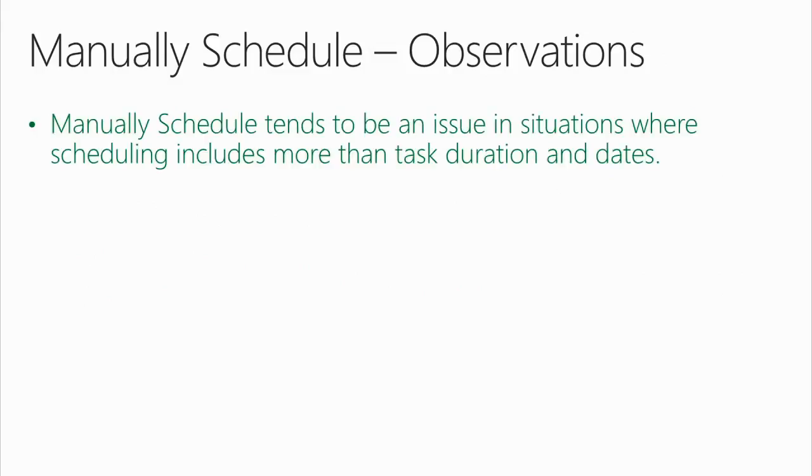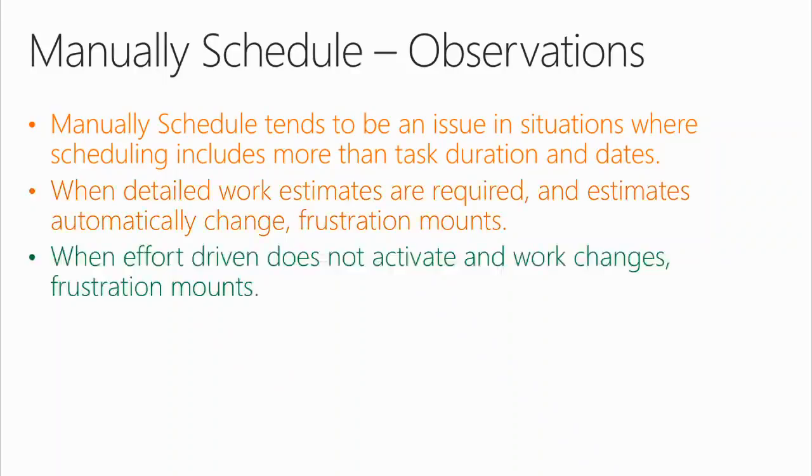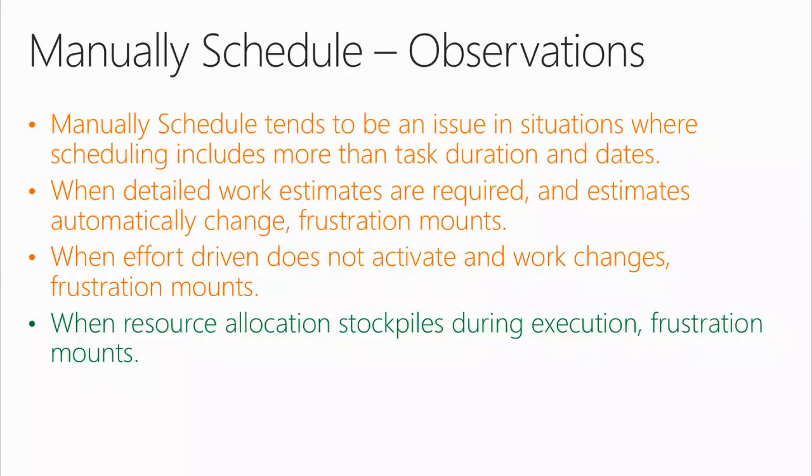Manually scheduled tends to be an issue in situations where scheduling includes more than task duration and dates. When detailed work estimates are required and estimates automatically change, frustration mounts. When effort-driven does not activate and work changes, frustration mounts. Remember earlier I was kind of harping on the word work? When resource allocation stockpiles during execution, frustration mounts, etc.